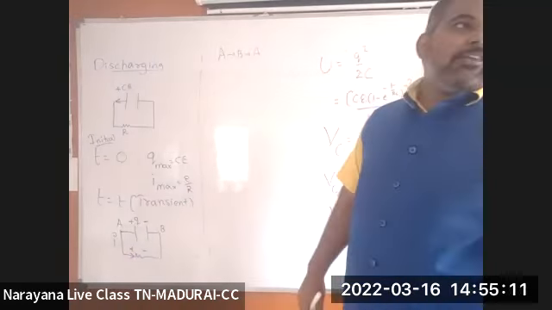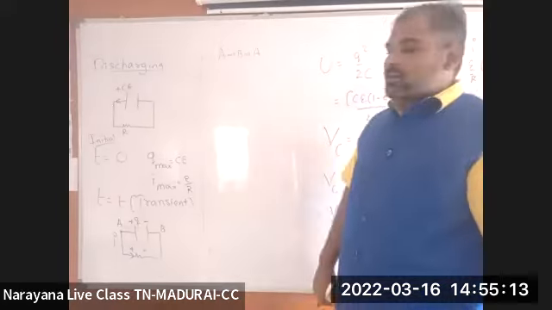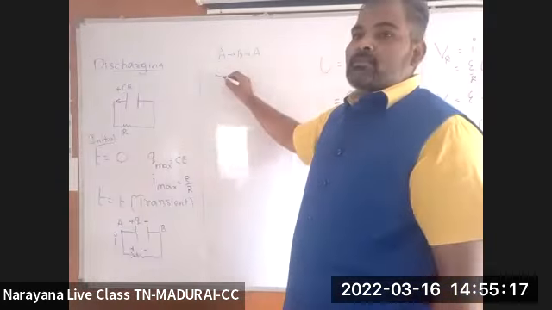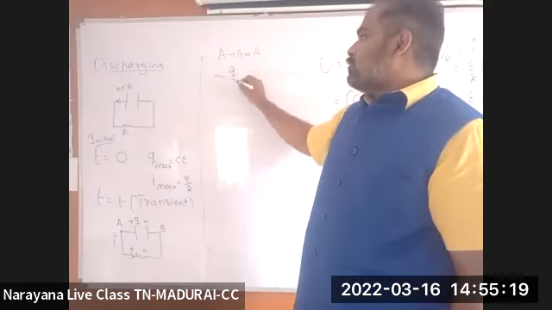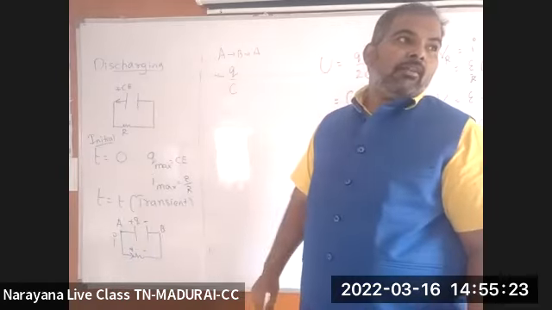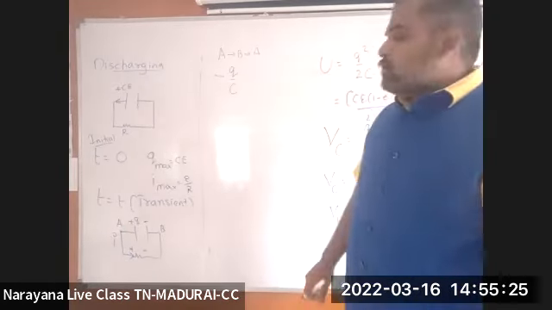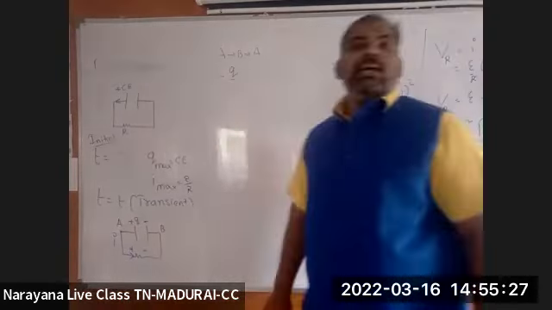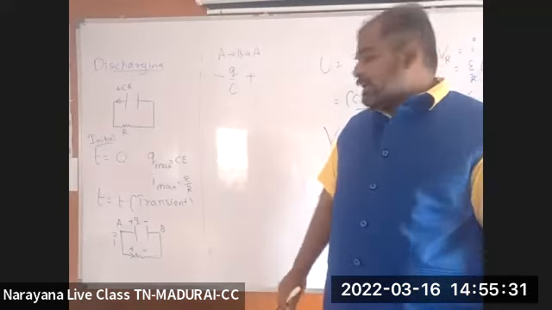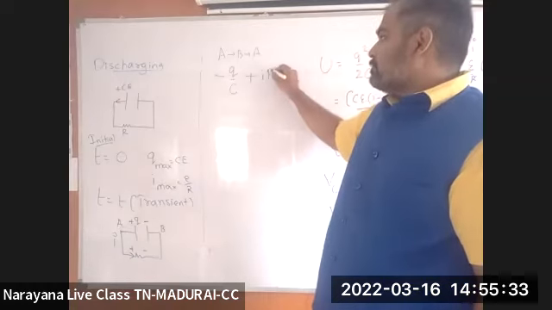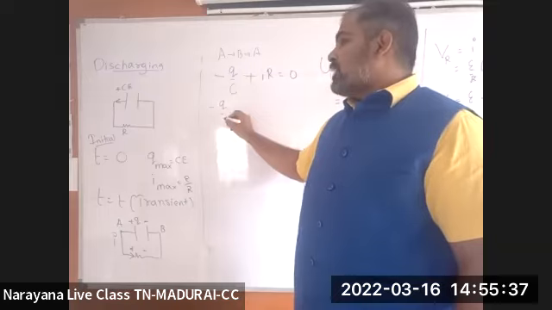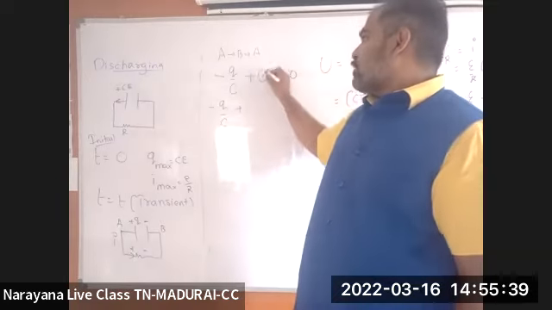When I'm walking from A to B, what is the potential drop across the capacitor? Very good. Minus small q by C. Then B to A I'm walking. Where to where? Low to high, no? Means plus I into capital R is equal to 0. So minus q by C plus, what is the total current here?